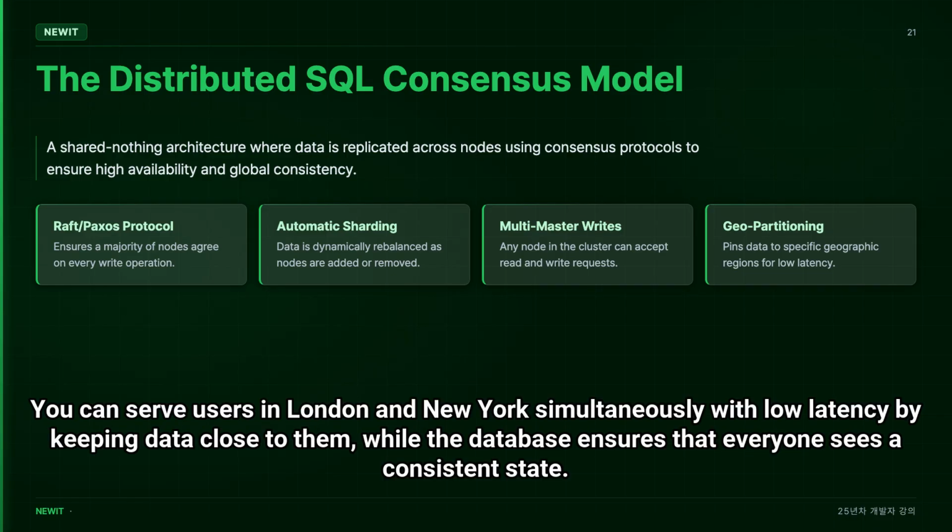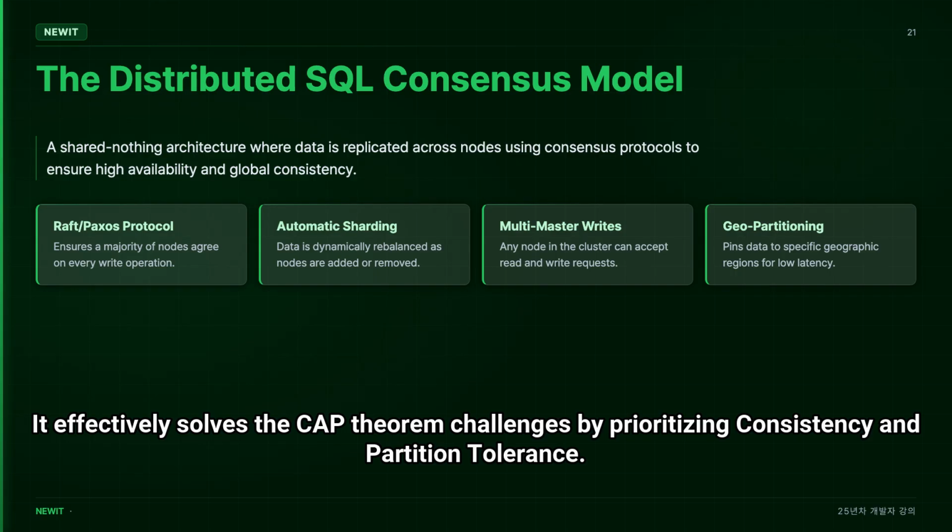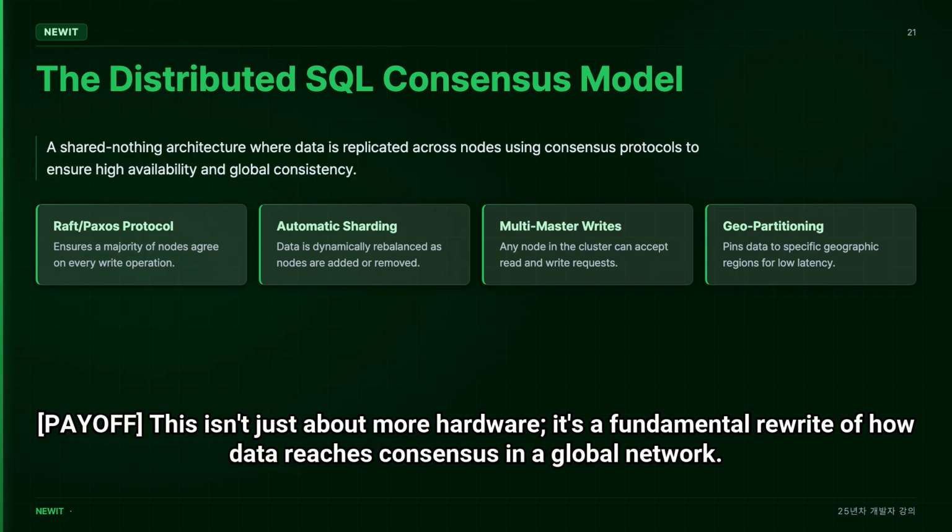You can serve users in London and New York simultaneously with low latency by keeping data close to them, while the database ensures that everyone sees a consistent state. It effectively solves the CAP theorem challenges by prioritizing consistency and partition tolerance. Payoff: this isn't just about more hardware, it's a fundamental rewrite of how data reaches consensus in a global network.